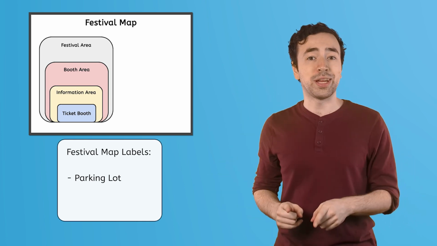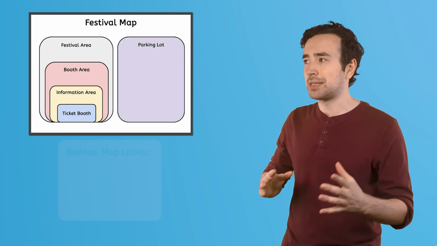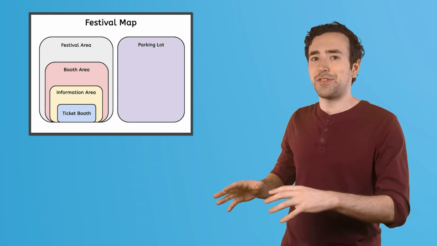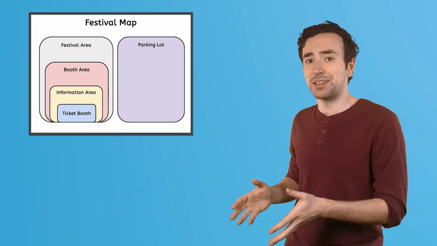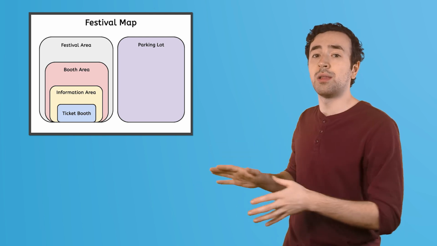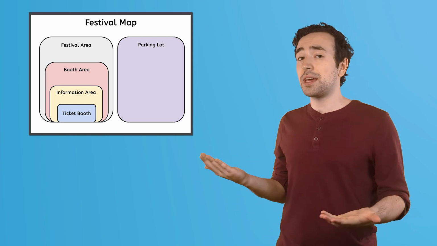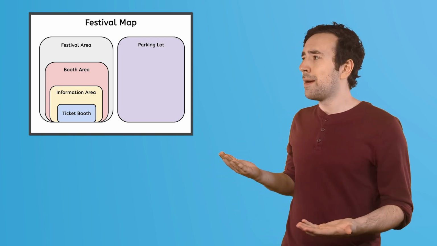Our last category is the parking lot. This is a totally different area outside the festival, and you don't need a ticket to enter, so it is a separate group all on its own. The categories make the festival map easy to understand.